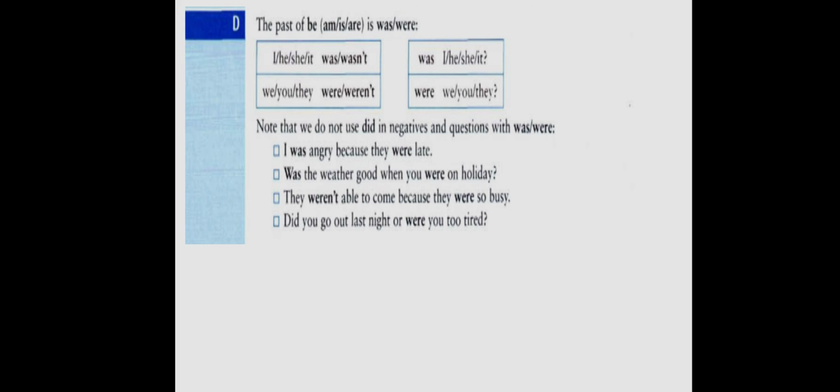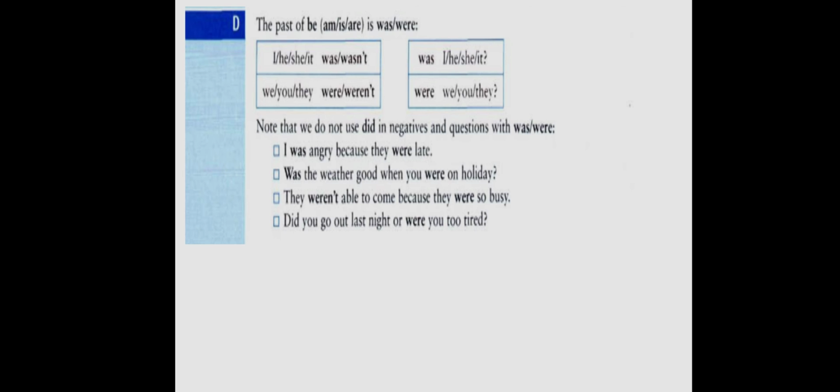The last statement or sentence: "Did you go out last night, or were you too tired?" Let's divide it into two sentences. "Did you go out last night?" This is one question. "I went out last night." This is the real sentence. "Went" and "last night" indicate the past, and the verb is "went" in the past. To form a question, since the verb is "went", we use "did".